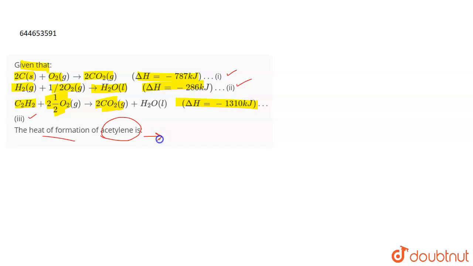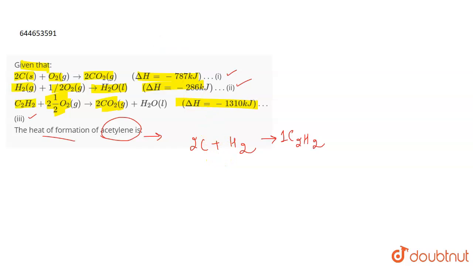So what is this reaction? How will you write this reaction for the formation of acetylene? Acetylene is C2H2. Whenever we talk about the heat of formation, we always form 1 mole of a compound. So 1 mole of the compound will be formed by 2C plus H2. So this is the reaction for the heat of formation of acetylene.